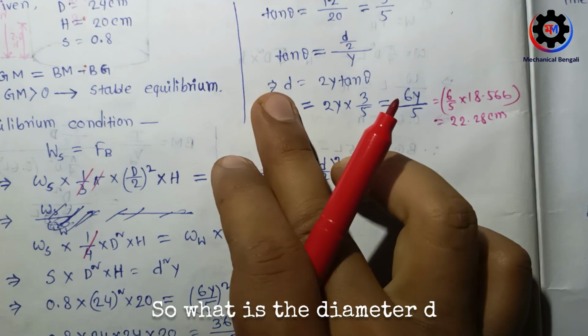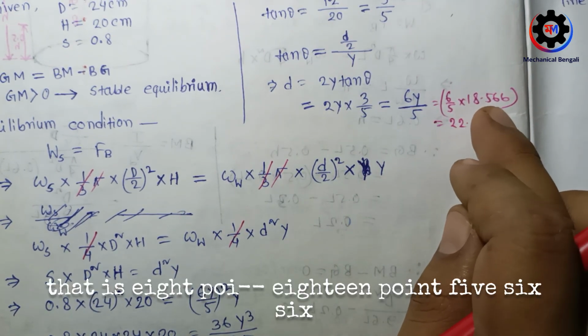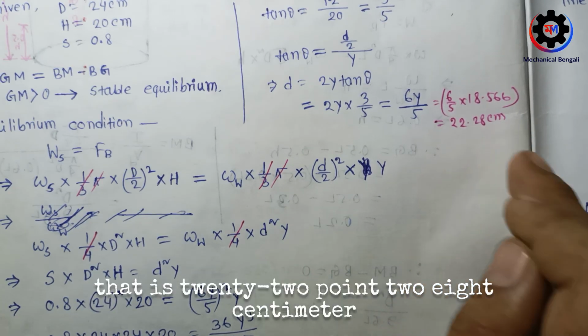You can get the value of y and put it in this side. What is the diameter d? That is 6y by 5, so 6 by 5 into 18.566. From here you can get the value of d, that is 22.28 centimeter.